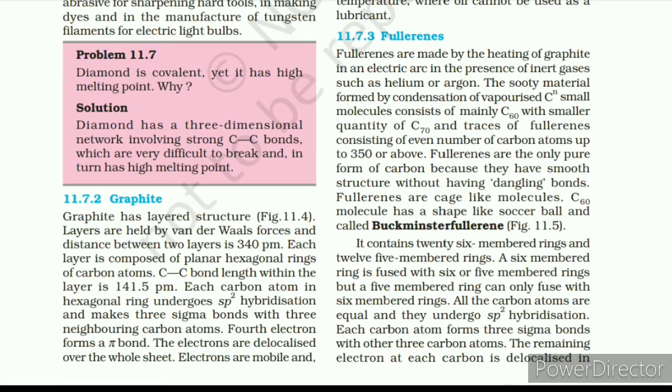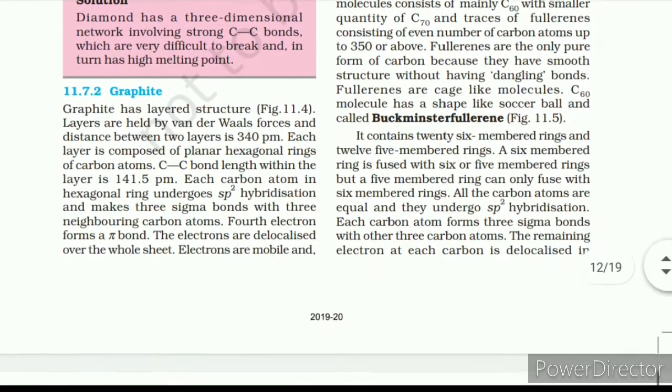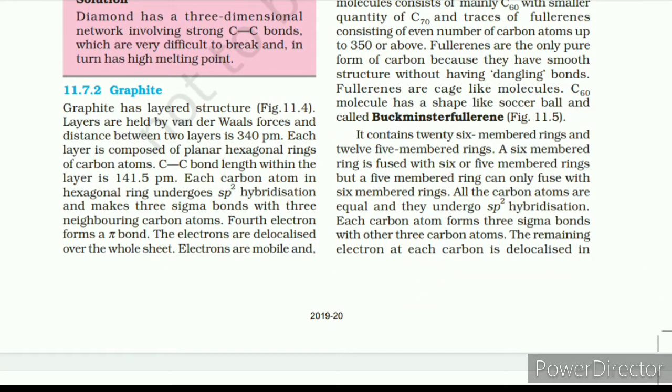The remaining electron at each carbon is delocalized in molecular orbitals, which in turn gives aromatic character to the molecule. This ball-shaped molecule has 60 vertices and each one is occupied by 1 carbon atom. It also contains both single and double bonds with carbon-carbon distances of 143.5 picometer and 138.3 picometer respectively. Spherical fullerenes are also called buckyballs in short.